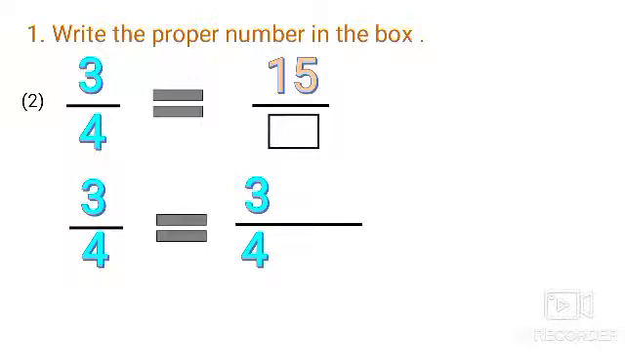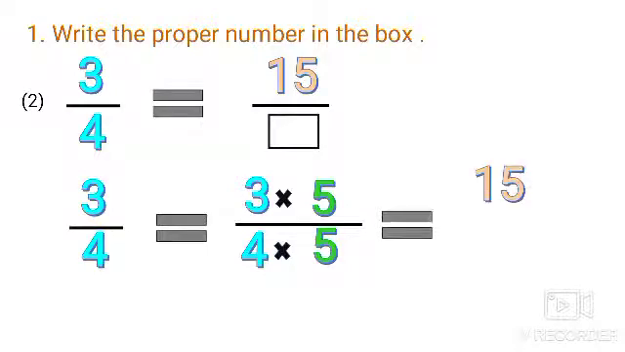That is bigger. That means you have to do multiplication. So when you multiply 3 with 5, you will get the answer as 15. Similarly, in the denominator, when you multiply 4 into 5, you will get the answer as 20. So here is the required answer. Just remember whether you have to do multiplication or division. For multiplication, you have to find the bigger number, and while doing division, you will find the smaller one.